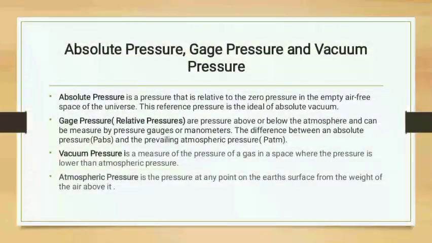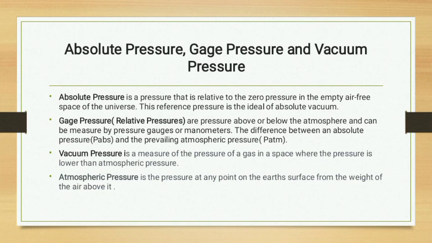So, absolute pressure, gauge pressure, and vacuum pressure. When we say absolute pressure, it is a pressure that is relative to the zero pressure in the empty, free space of the universe. This reference pressure is the ideal of absolute vacuum.